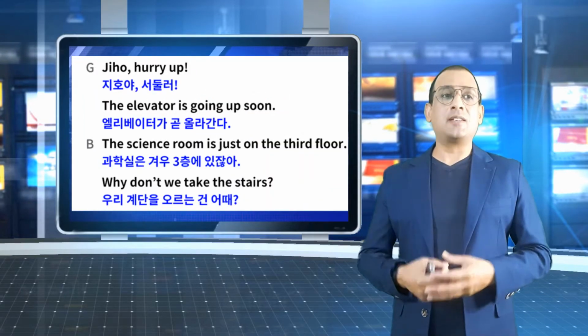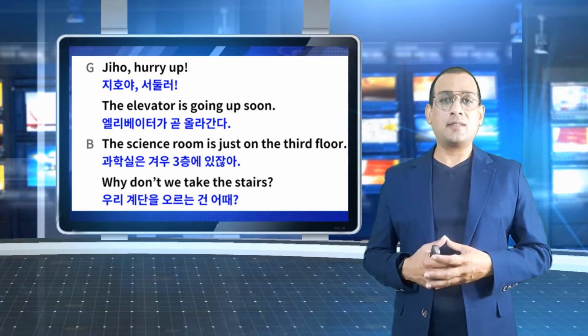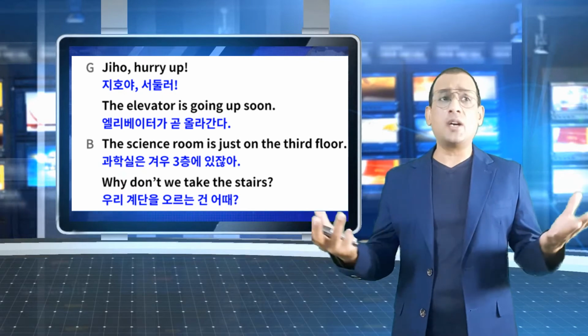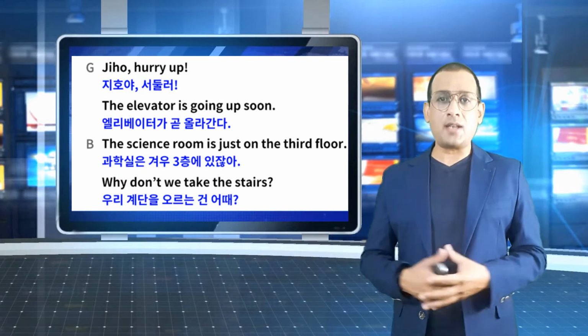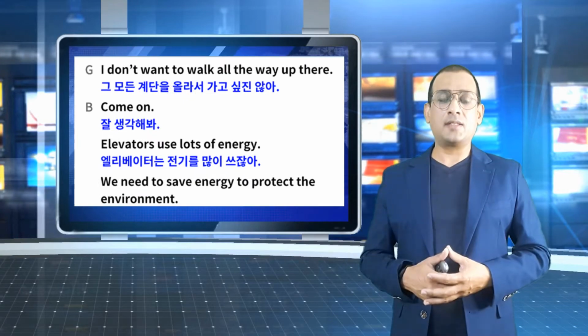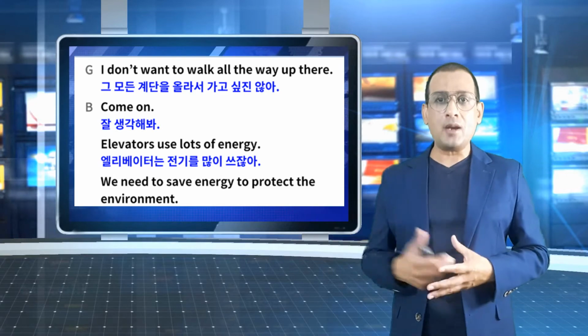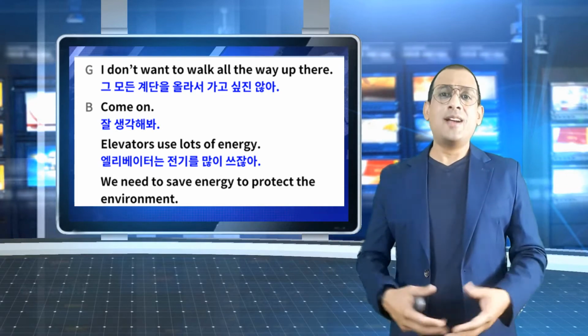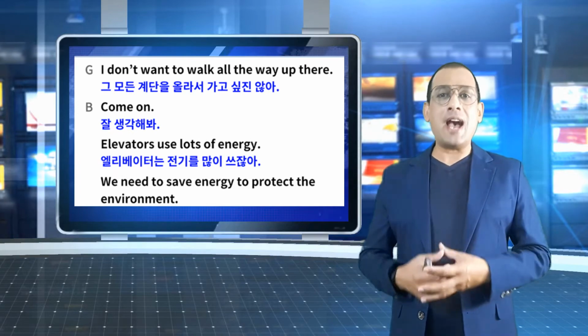"Jihu, hurry up. The elevator is going up soon." And Jihu says, "The science room is just on the 3rd floor. Why don't we take the stairs?" And the girl says, "I don't want to walk all the way up there." And the boy says, "Hey, come on. Elevators use a lot of energy."